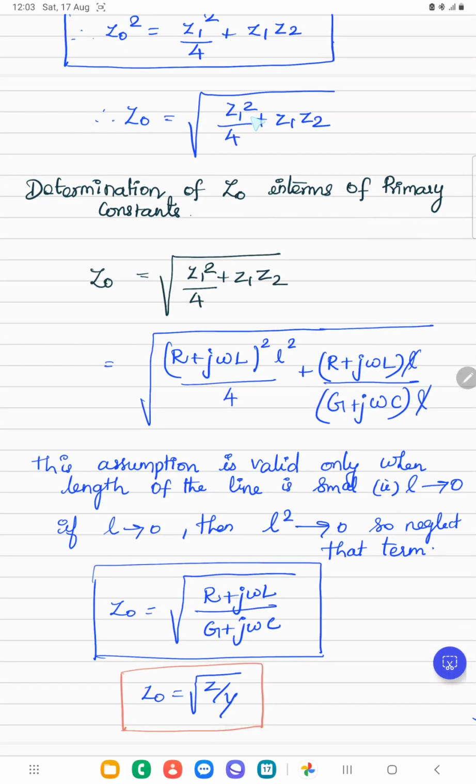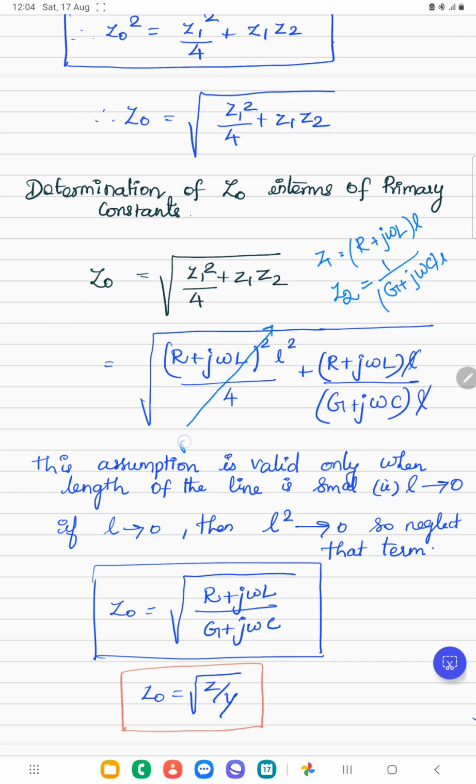So we already know what Z1 and Z2 are. Z1 is R plus j omega L. Z2 is 1 by G plus j omega C, into L. When we substitute these two values, the squared terms appear, and the L term gets cancelled. We should assume that the length of the line is small, so L tends to 0. If L is 0, then the L square term is also neglected. So only the root of this term remains, and this term is neglected.